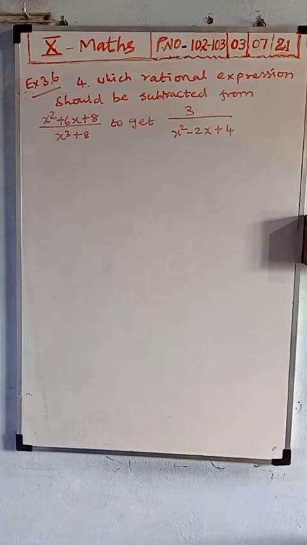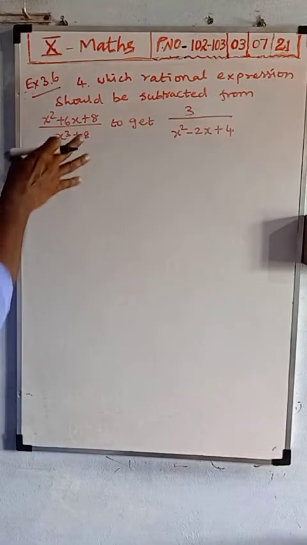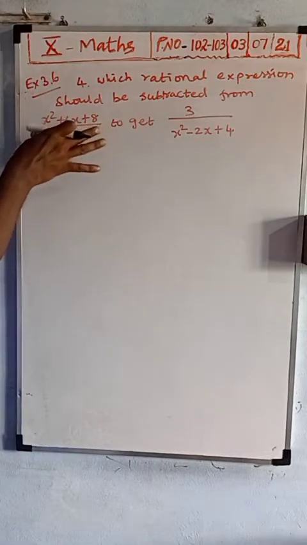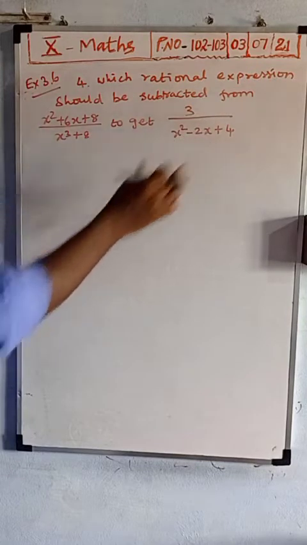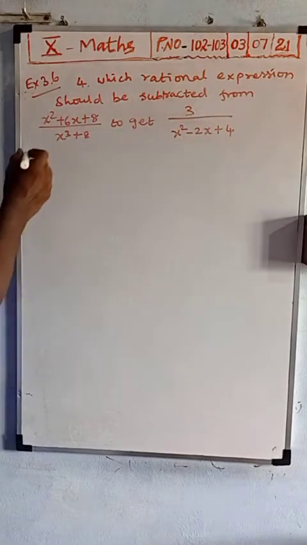See, next fourth problem. Which rational expression should be subtracted from x square plus 6x plus 8 divided by x cube plus 8 to get the answer 3 divided by x square minus 2x plus 4? Okay, which rational expression should be subtracted from this expression, then we will receive this answer. What is that expression? It's the asked question.